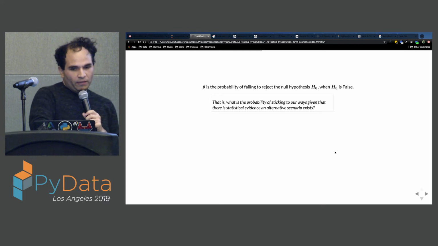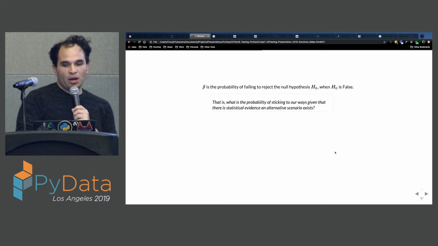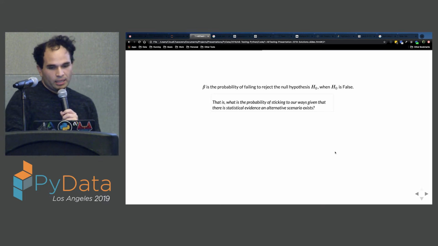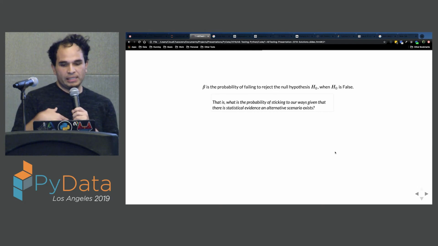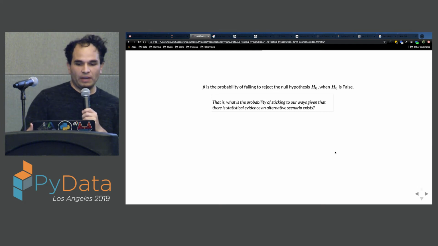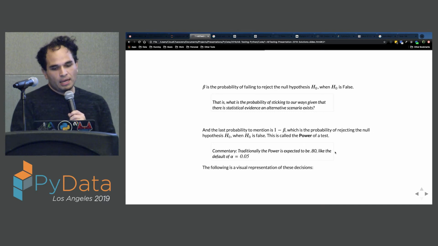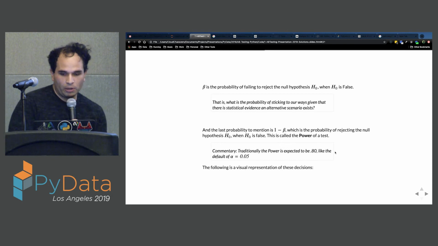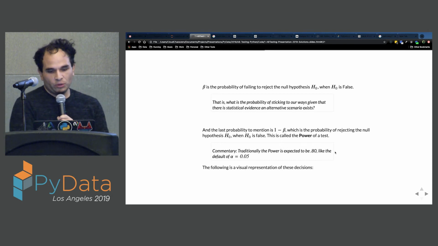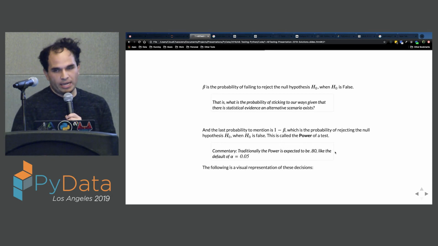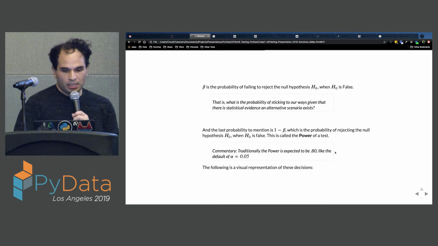Beta is the probability of failing to reject the null hypothesis H naught when H naught is false. That is the probability of sticking to our ways, given that there is statistical evidence that the alternative hypothesis, HA, does exist. And lastly, 1 minus beta is considered power, the probability of rejecting the null hypothesis H naught when H naught is false.